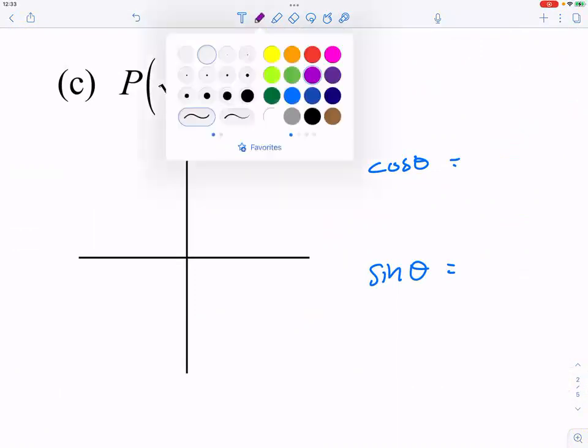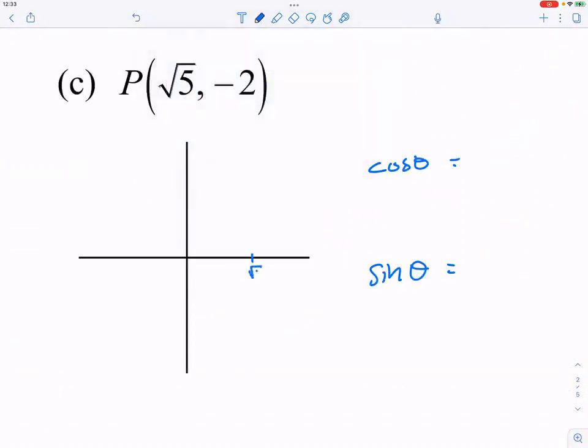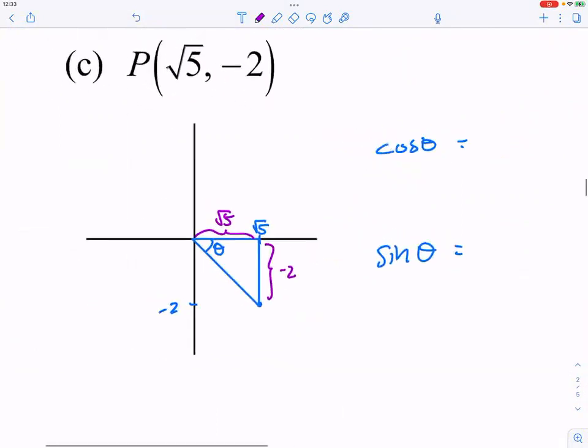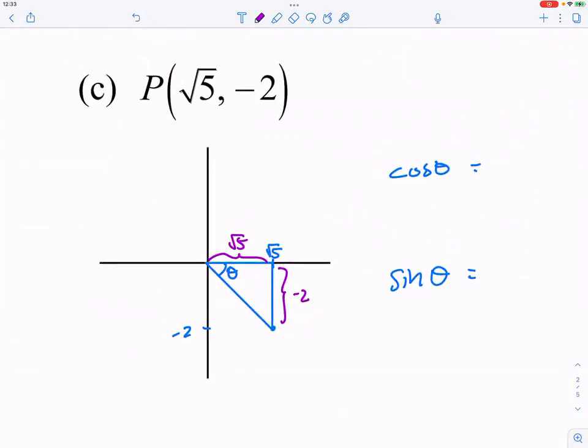All right, for this one, this is square root of 5. This is -2. So the point is going to be right here. Okay, so that's the theta. The length right here is -2. This right here is root 5. And what is the radius? What did you get for the hypotenuse?